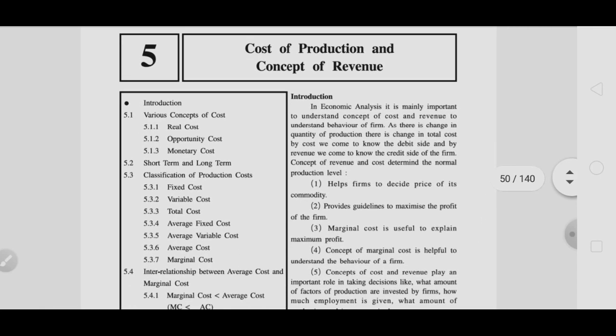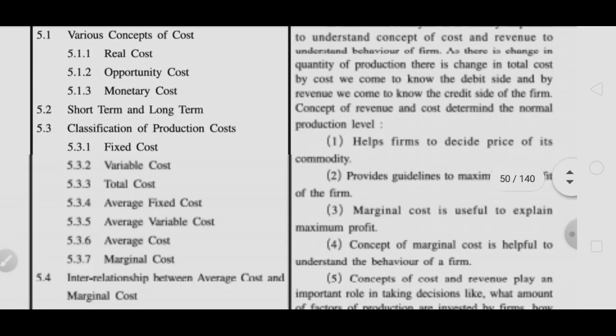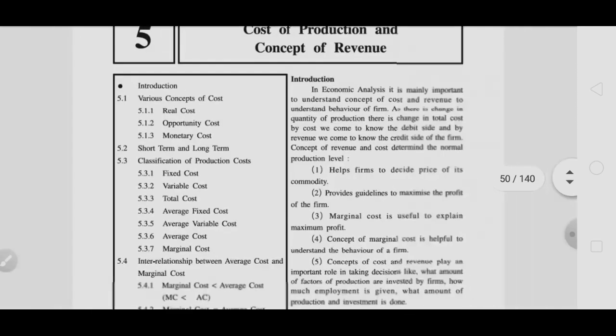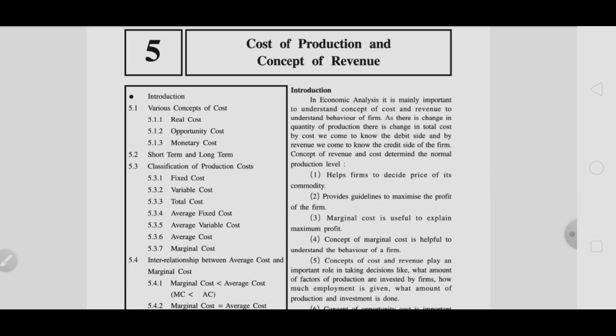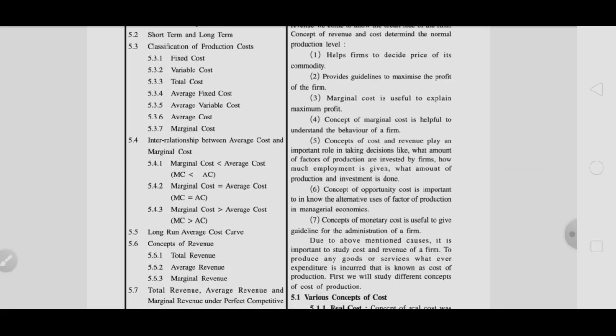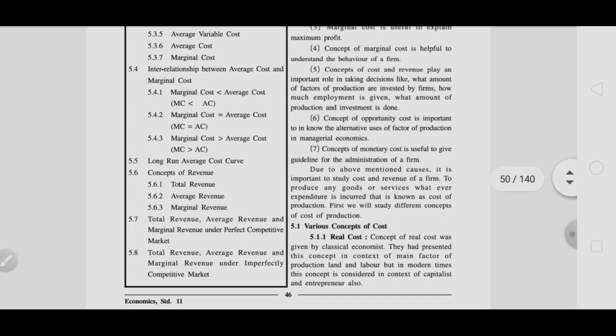Then in cost of production and concept of revenue, we will have 2 parts in this chapter. First of all, in cost of production, we are going to discuss various concepts of cost, that is real cost, opportunity cost and monetary cost. Moving forward, costs are divided into 2 parts, short term cost and long term cost. Short-term cost is again divided into fixed cost and variable cost, while in the long term all the costs are variable. Then we will have some more classification, then the interrelationship between average cost and marginal cost, and long run cost curves.